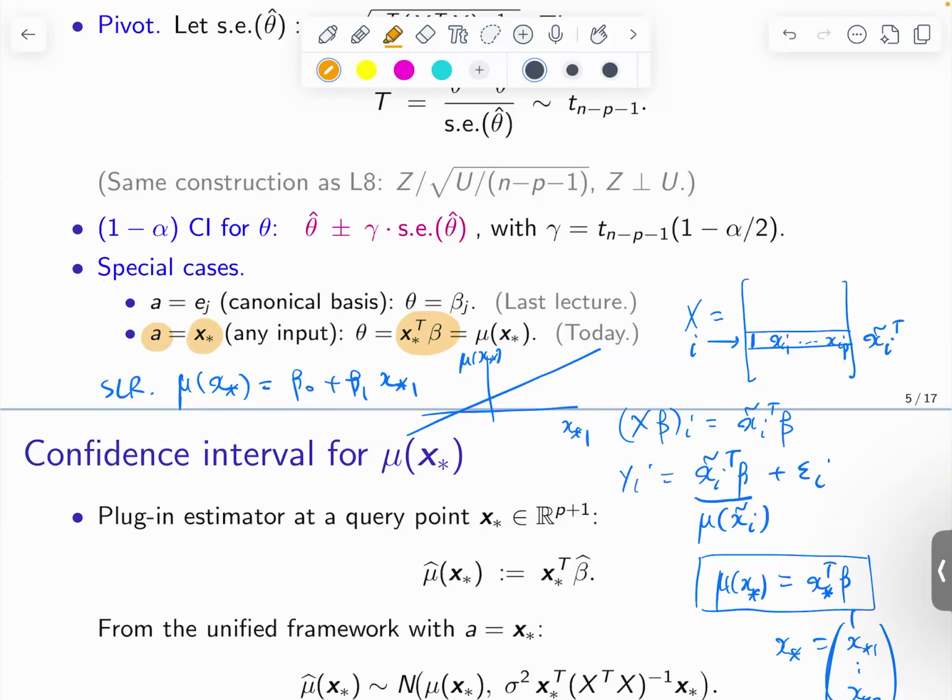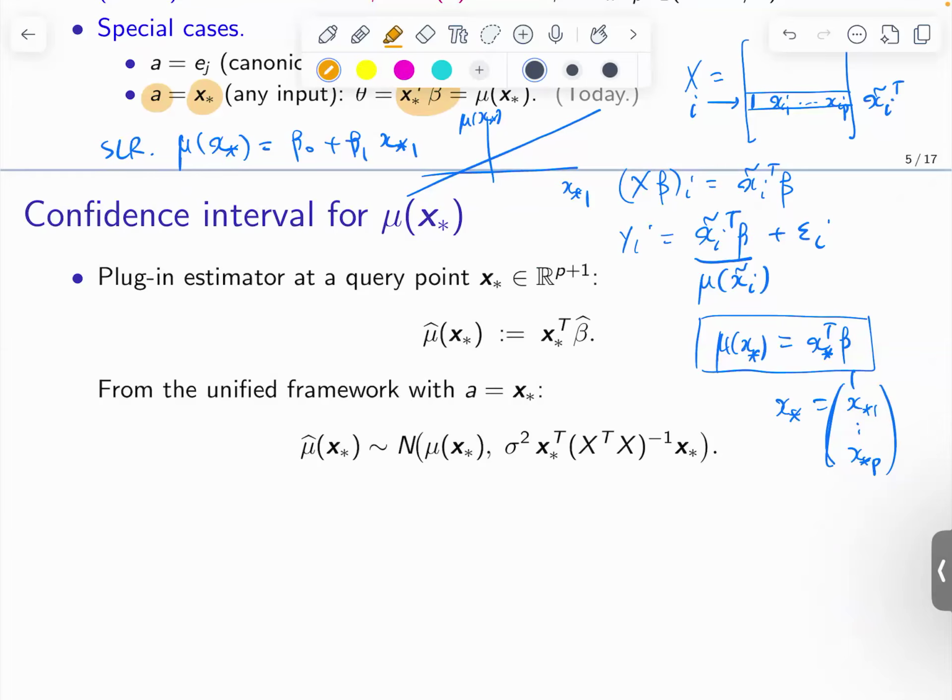So really this a transpose beta, once you rename it, you can interpret as evaluating the regression function at a particular covariate, like a vector of covariates. And so in particular, just rename every a in the previous slides to x star. So this was our theta, now this is going to be theta hat. Theta hat would be an estimate of the regression function at that point.